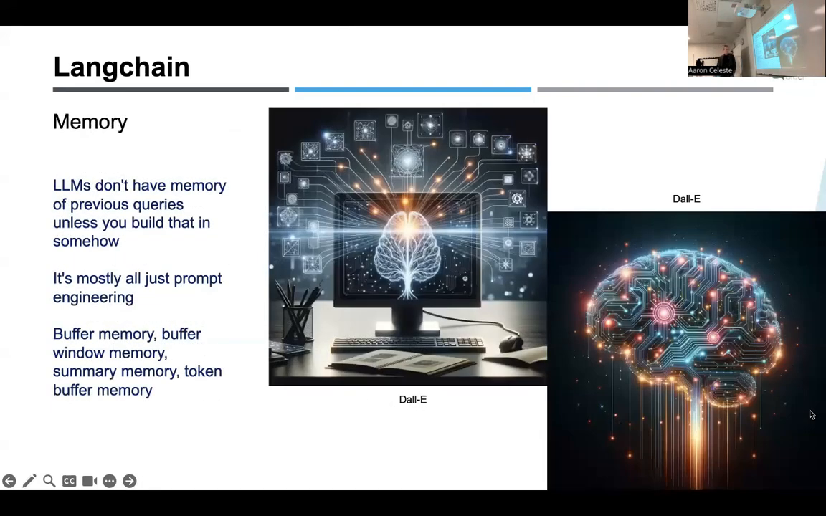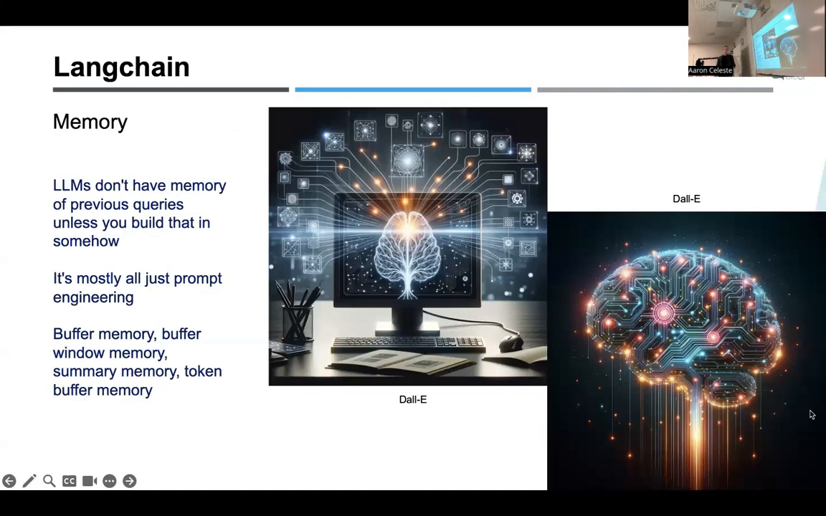A little bit about memory. Large language models don't usually, by definition, remember the last question you asked, but you can build that in with something like Langchain. There are a lot of options to do that. But basically, you just submit with each query a history of your previous queries. And there's a bunch of ways to do that.